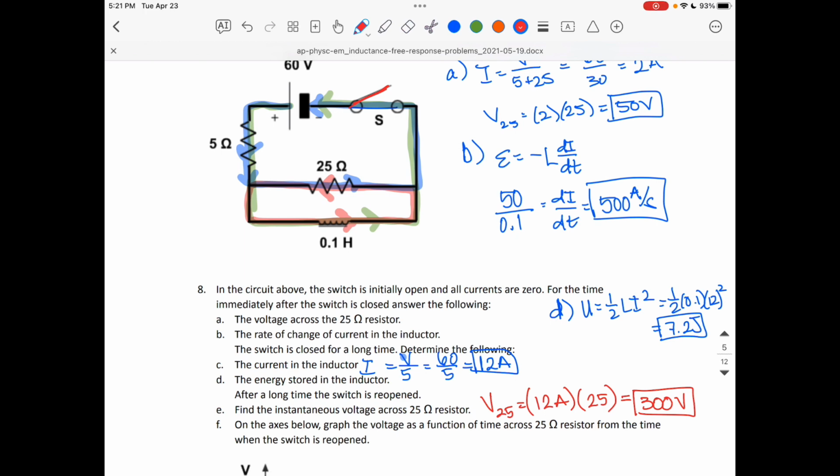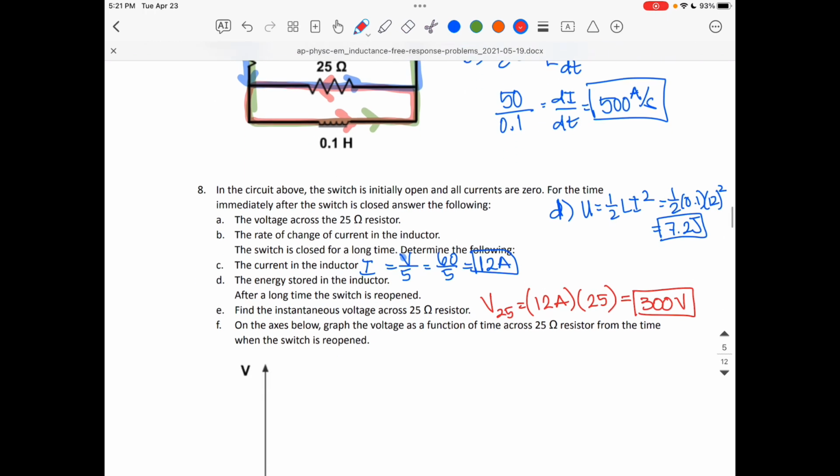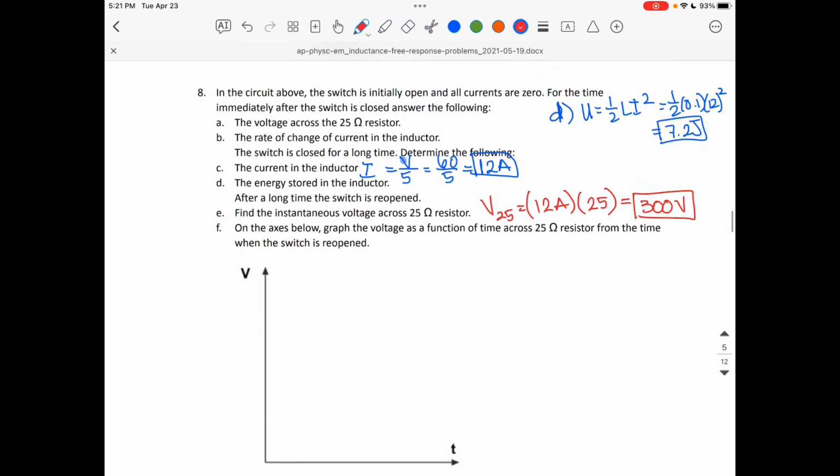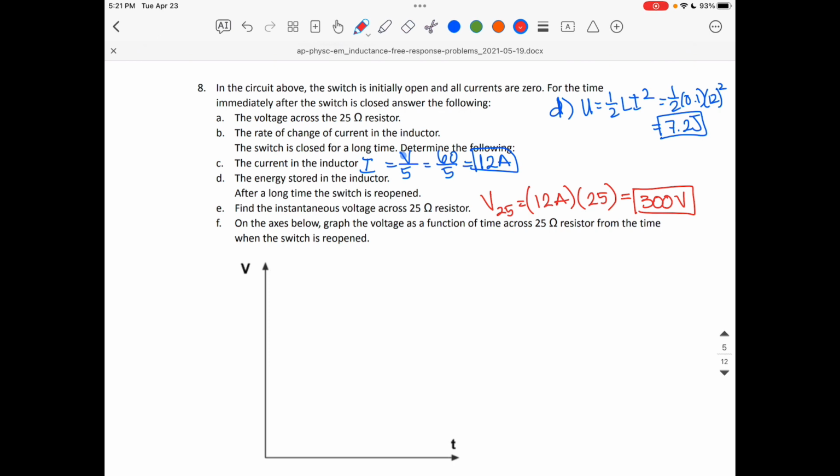And then our graph, we graph voltage as a function of time across the 25 ohm resistor from the time when the switch is reopened. So we're going to start at our 300 volts, and because we lose energy as it goes through the resistor, we're going to decrease voltage in this fashion, which is directly proportional to the way the current decreases as the inductor discharges.